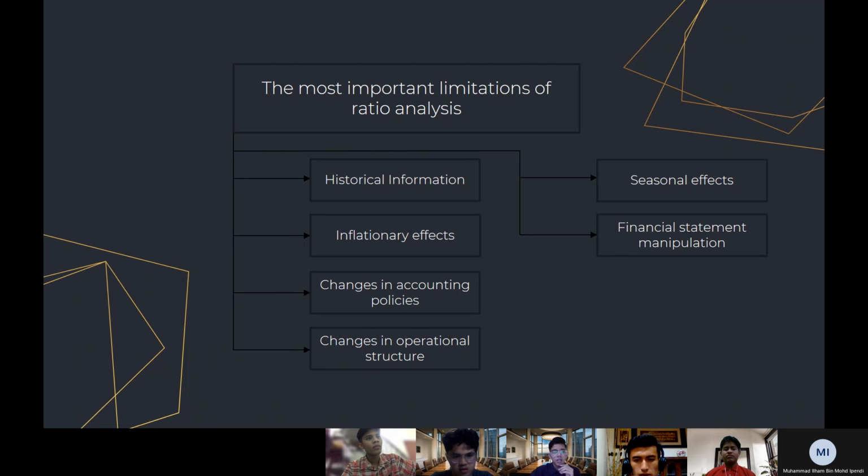Then the seasonal effect, and analysts should be aware of seasonal factors that can cause ratio analysis to be restricted. Due to the inability to adjust the ratio analysis for seasonality impacts, the findings of the analysis may be misinterpreted. Lastly, financial statement manipulation.